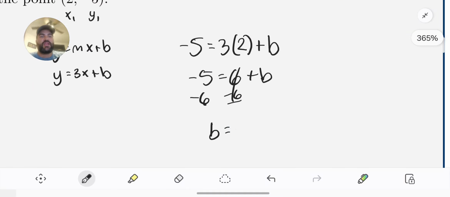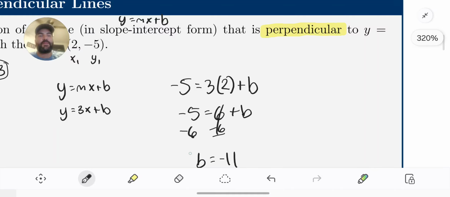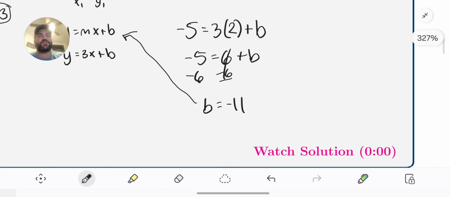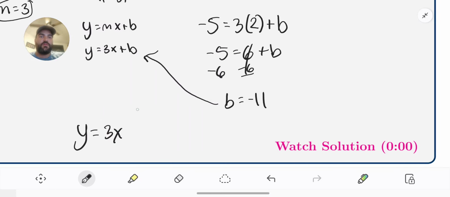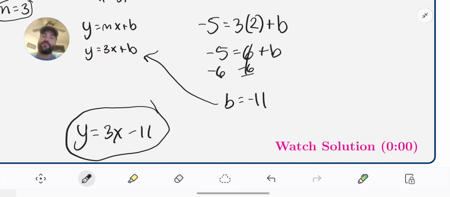b equals -11. And we're going to plop that right there. So our final equation is y equals 3. Oh, sorry, not there. Whoopsies. The one under it. That was my bad. Right there. 3x minus 11.